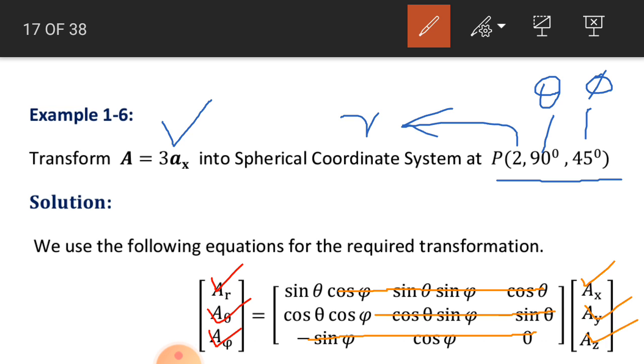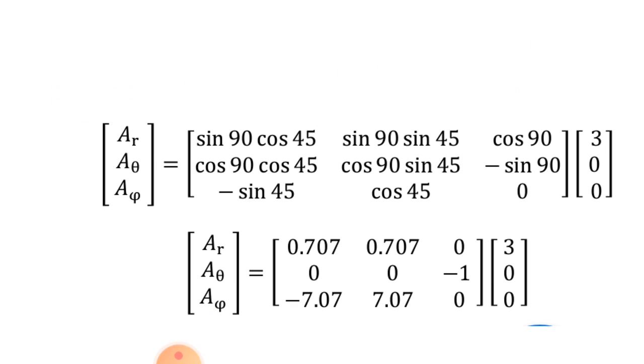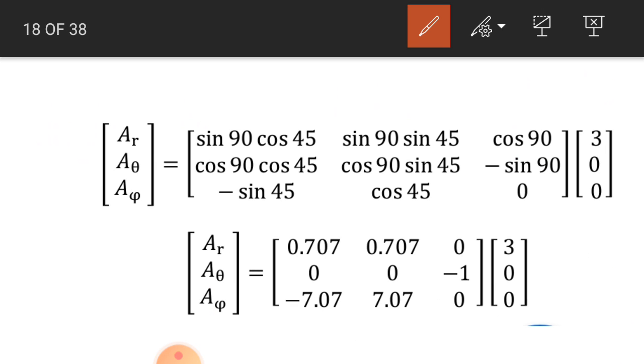So we put the values in these matrices. You see theta is 90 degrees and phi is 45. So we put the values over here. We calculate the r, theta and phi components of this vector with the help of these matrices. And we know that the x component of this vector is 3, the y component is 0, and the z component is 0.